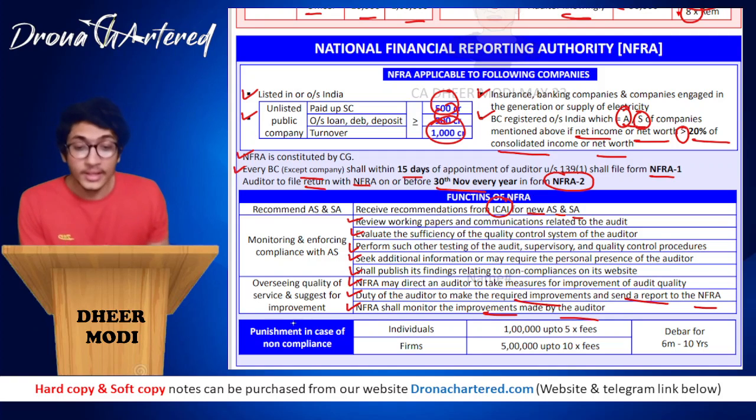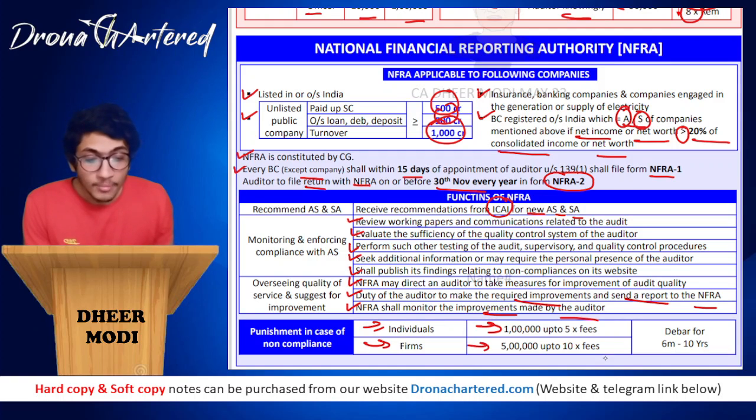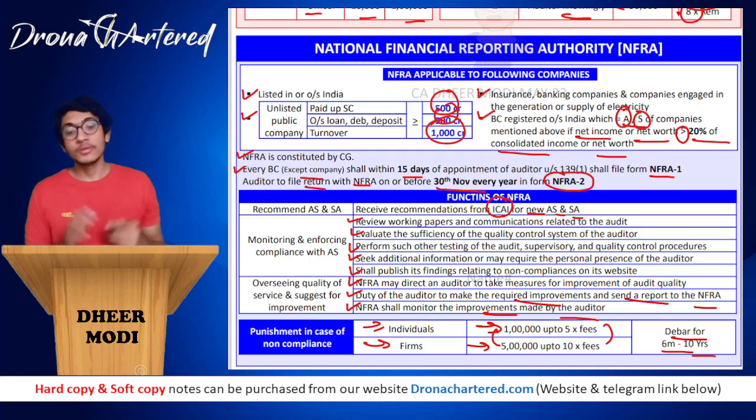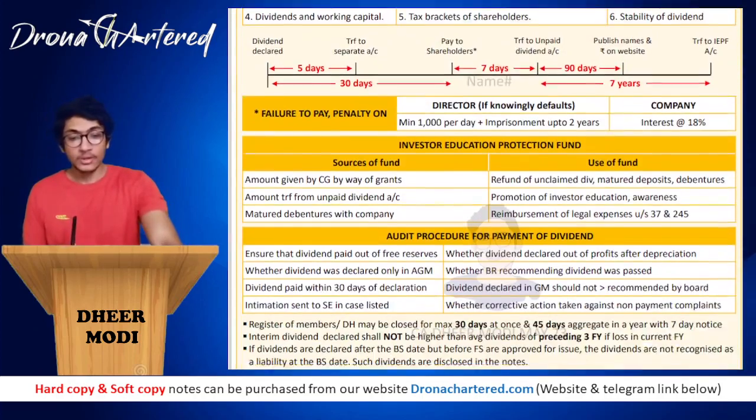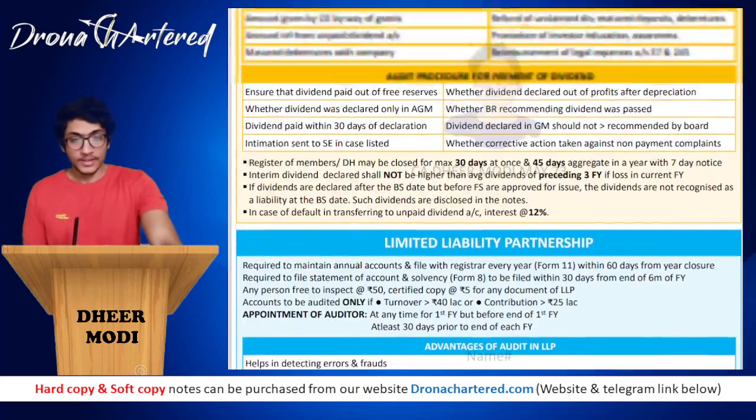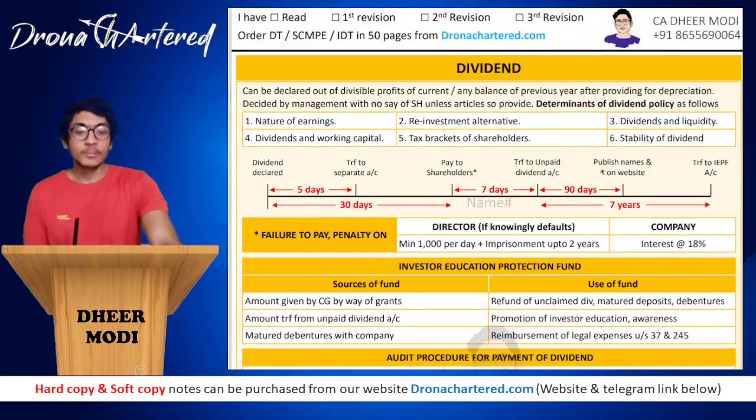Okay, punishment in case of non-compliance. If it is an individual, it will be 1 lakh up to 5 times the fees. And in case of firms, it will be 5 lakh up to 10 times the fees. So this has 5 times, this has doubled. And debarment for 6 months to 10 years. That means you will be debarred. Okay. Now coming to the last part, we will be doing CARO in a separate video. So therefore our company audit will finish on this page.